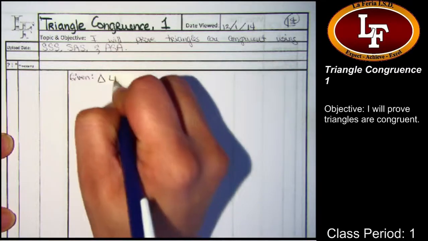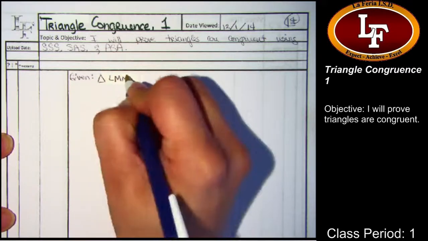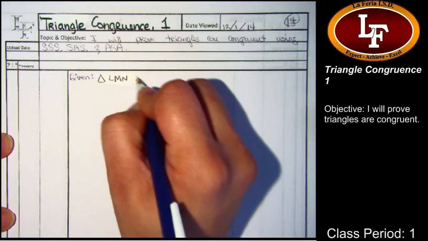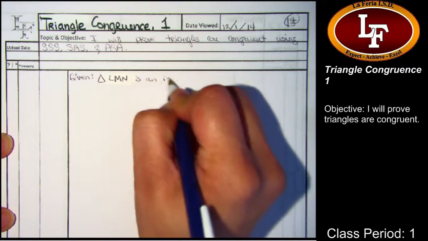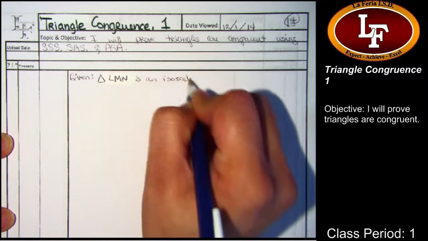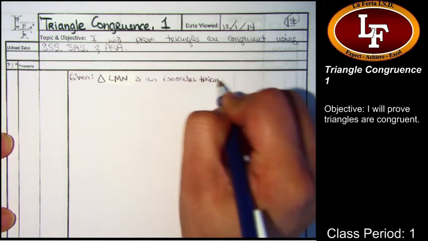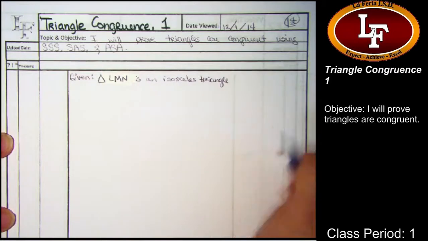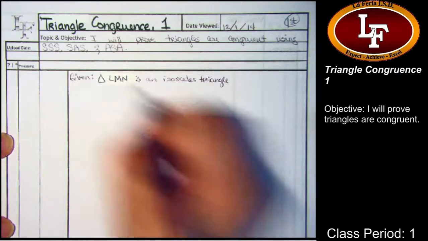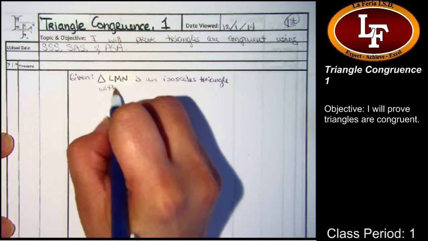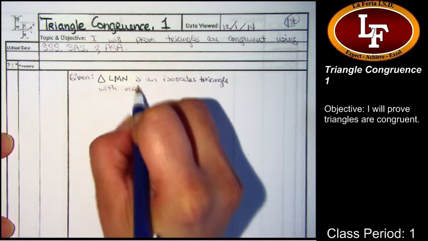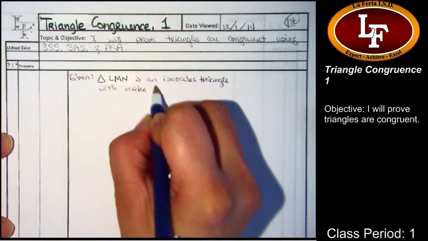Given triangle LMN is an isosceles triangle, and I want to leave just enough room right here to draw my figure. This isosceles triangle has a vertex M.